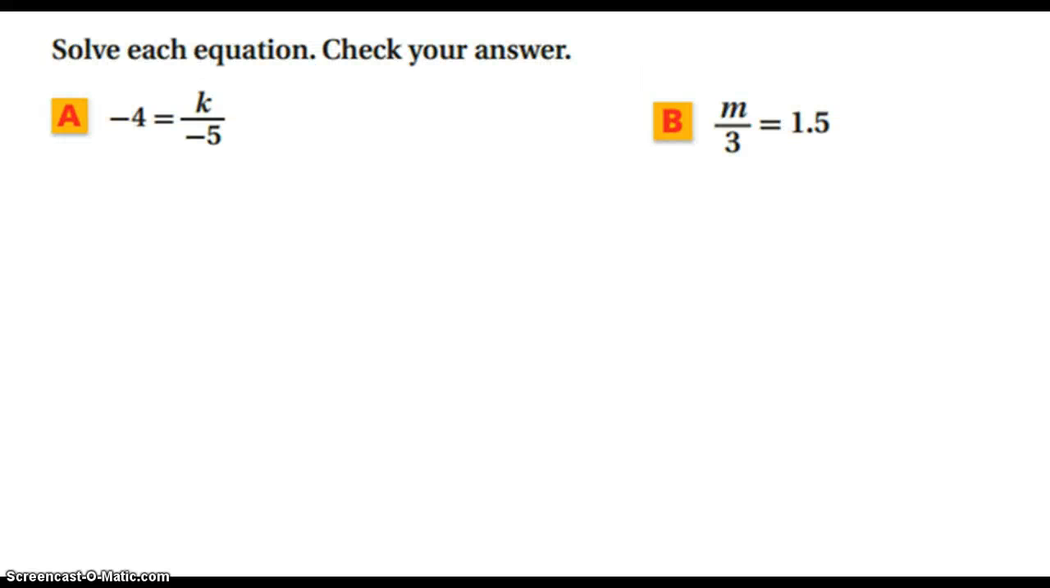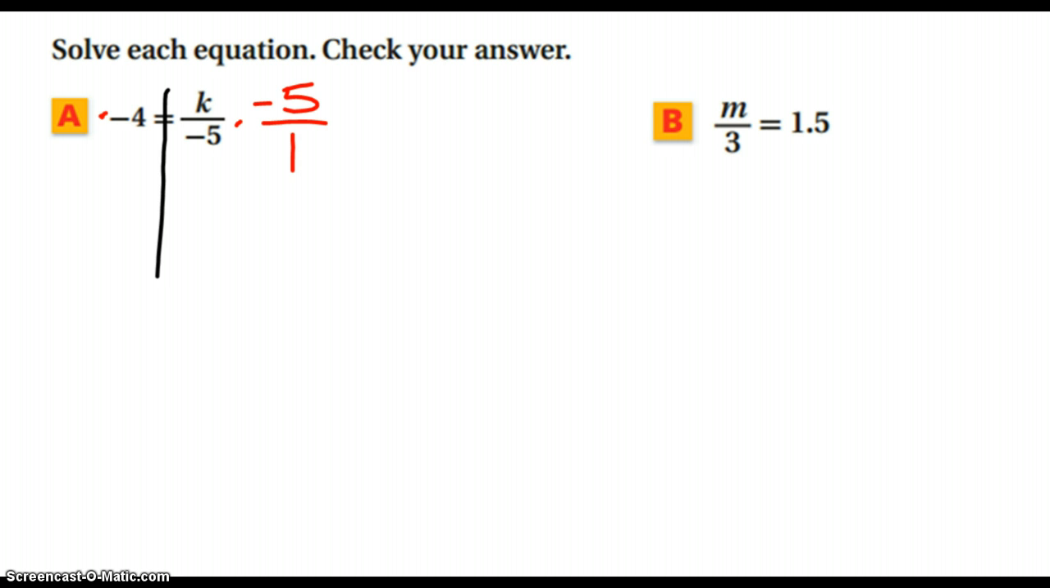Alright, so we're still going to use inverses here, and we're going to find our variable, figure out what's happening to it, and go from there to try to solve for it using those inverse operations. Okay, so in A we have k being divided by -5, and multiplication is the inverse of division. So to undo division, we have to multiply by what is being divided.